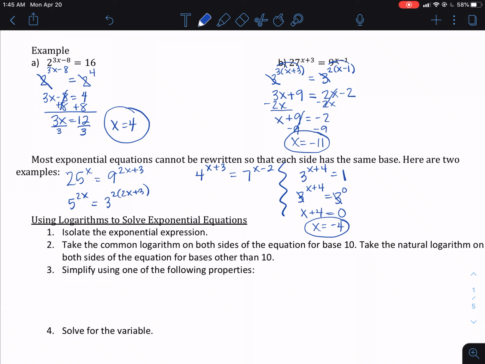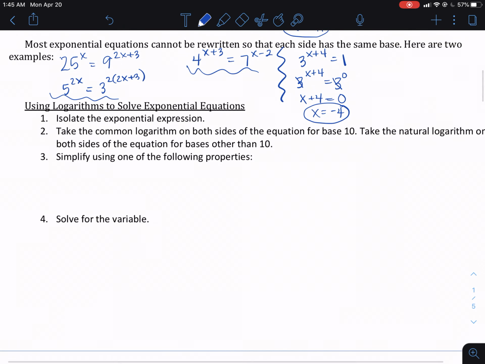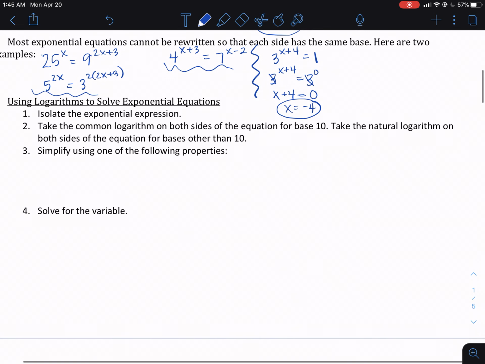Okay, so back to these examples here. When we can't simplify using that exponential rule, this is when logarithms are going to come into play. What we want to do is isolate the exponential expression, and then take the common logarithm on both sides of the equation for base 10, and the natural logarithm on both sides of the equation for bases other than 10.